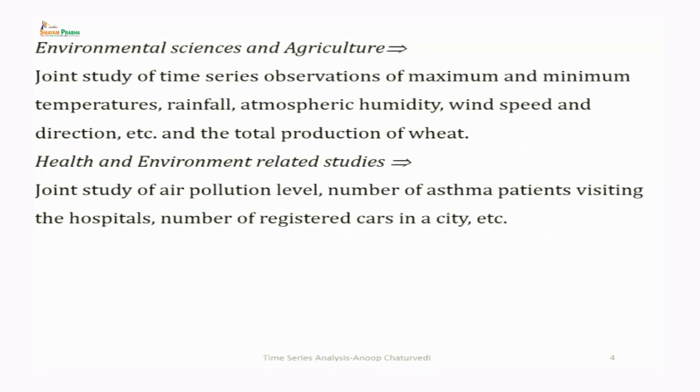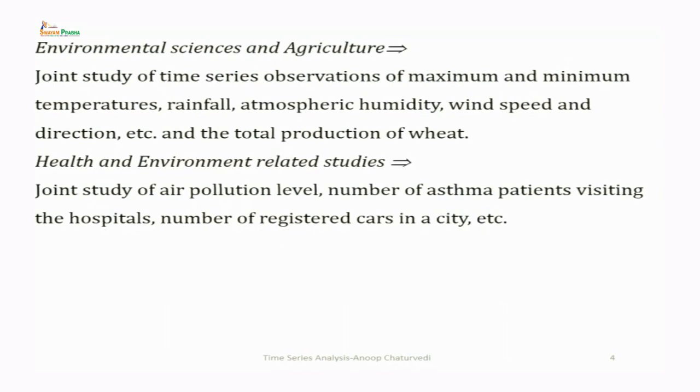Now, total production of wheat may be affected by some of these environmental variables. Now, suppose after proper modeling, you observe that total production of wheat is affected by previous year's rainfall. Then, you know, in a particular season, when the total production of wheat increases, the prices of wheat decrease. So, most of the people like to buy wheat during that period. They dump wheat for the whole year consumption during those particular months.